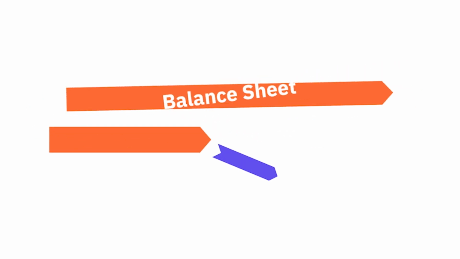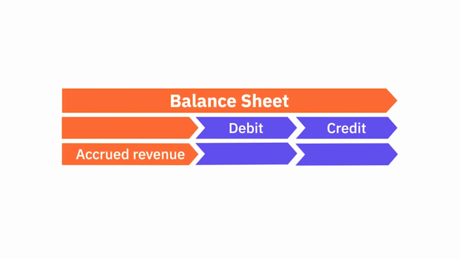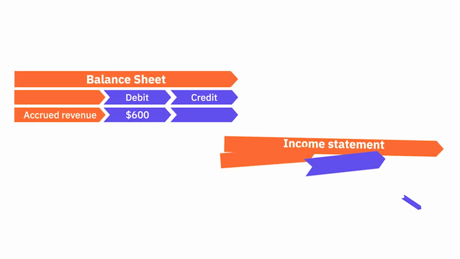This is accrual accounting, which means that you record income when the work took place, not when you receive the payment. It helps you keep better tabs on your cash flow and outstanding payments. Here's how this looks on your balance sheet. Accrued revenue is recorded as a debit, which means it's an asset. Why? Because you've already provided the goods or service.